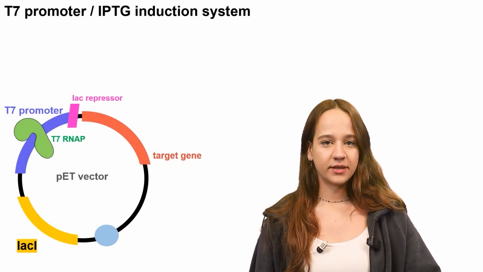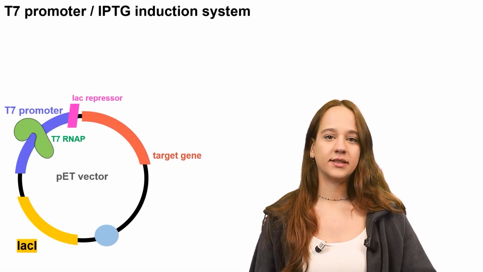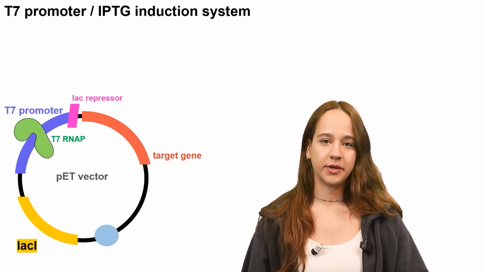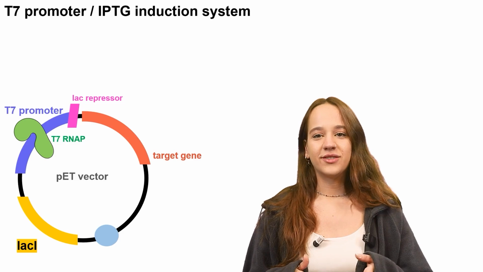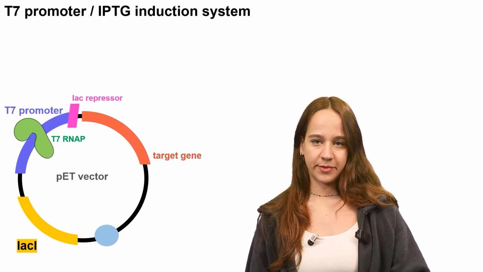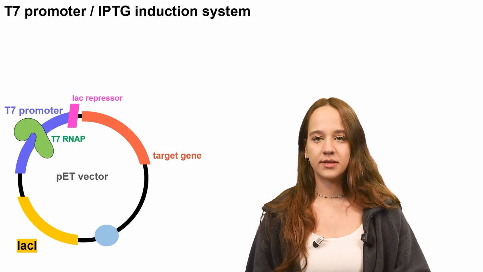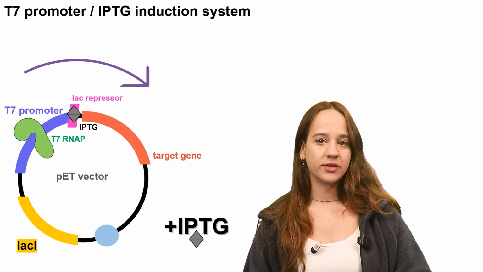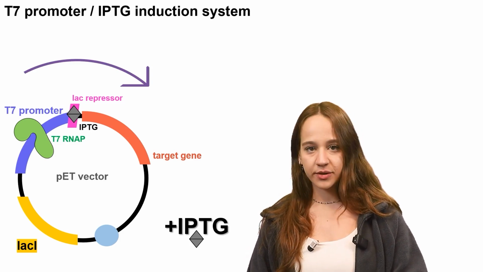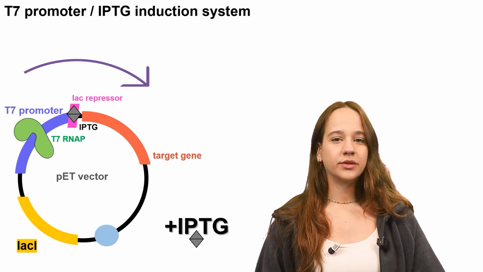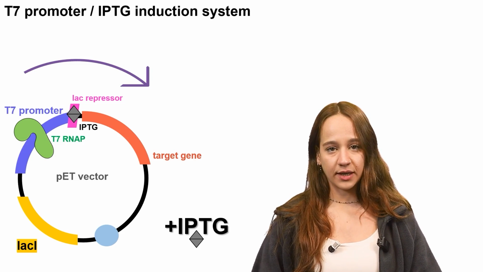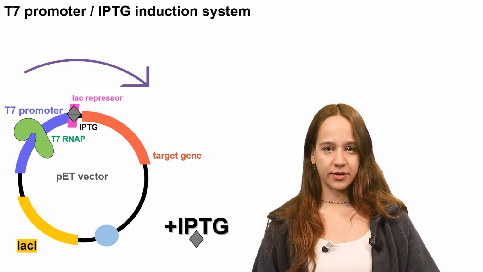However, this gene is not constitutively expressed as it is inserted in the lac operon. So under normal conditions, the gene for the T7 RNA polymerase will be repressed. It will only be transcribed upon addition of lactose or analogues in the culture medium. In our case, we will use isopropyl beta-D-thiogalactoside, IPTG in short.